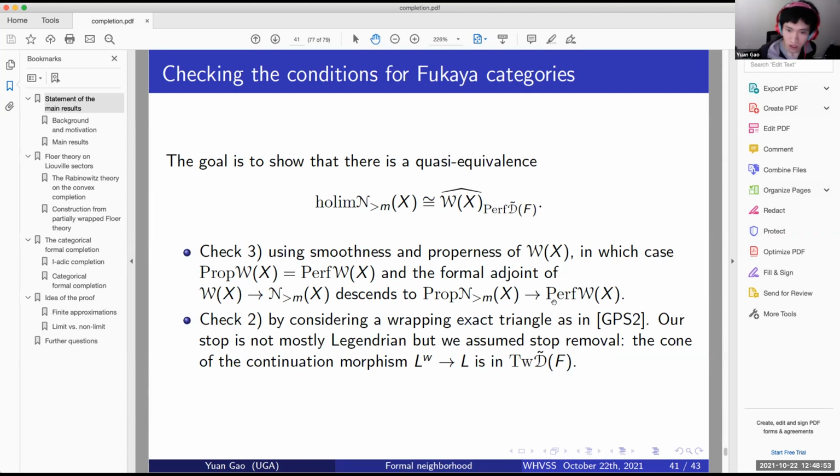Then we're going to check condition 3 using the smooth and properness assumption on the partially wrapped Fukaya category of X. So the key property is that if this is smooth and proper, then the perfect modules over that can be identified with perfect modules. So the formal adjoint of the functor from the Fukaya category of X to this n greater than m descends to some pullback from perfect modules over n greater than m to perfect complexes over it. And in particular, unital modules are proper because we assume that the category is proper. So the pullback of every unital module from n greater than m is actually a perfect complex.